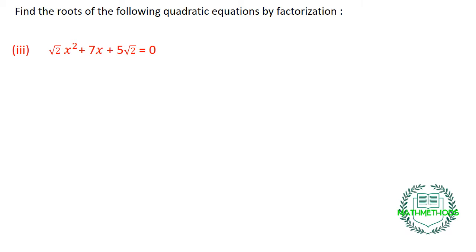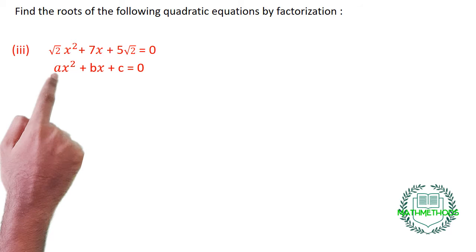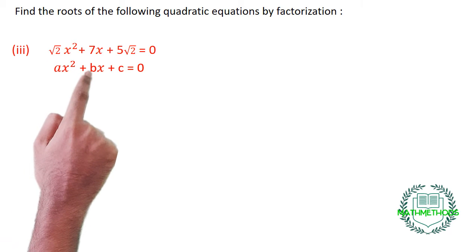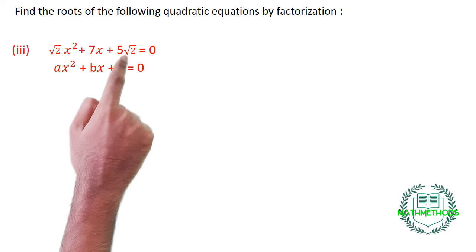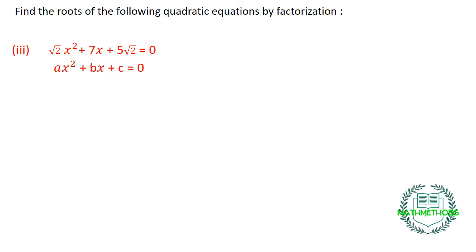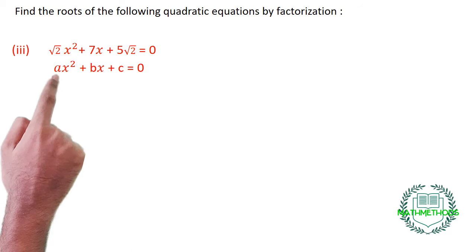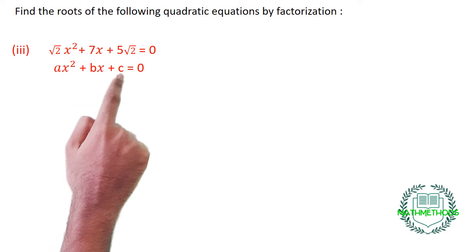First, arrange the equation in the standard form ax squared plus bx plus c equals 0. In this case, the equation is already in the standard form. As you can see here, a equals root 2, b equals 7 and c equals 5 root 2. Now to factorize the equation, multiply a and c.